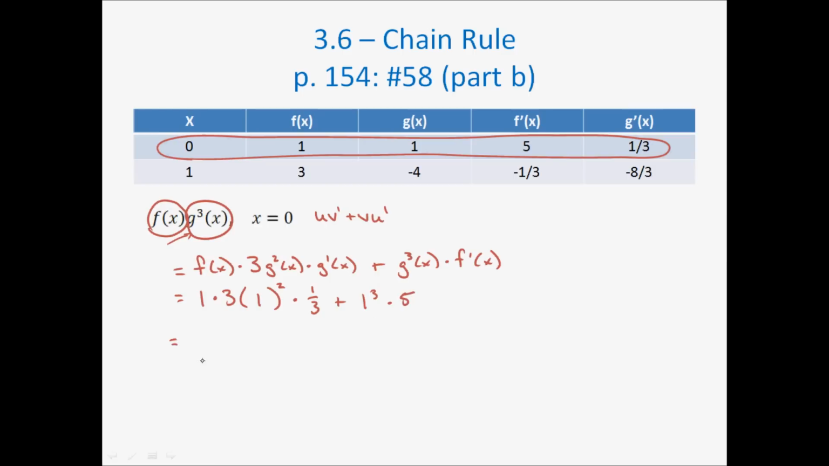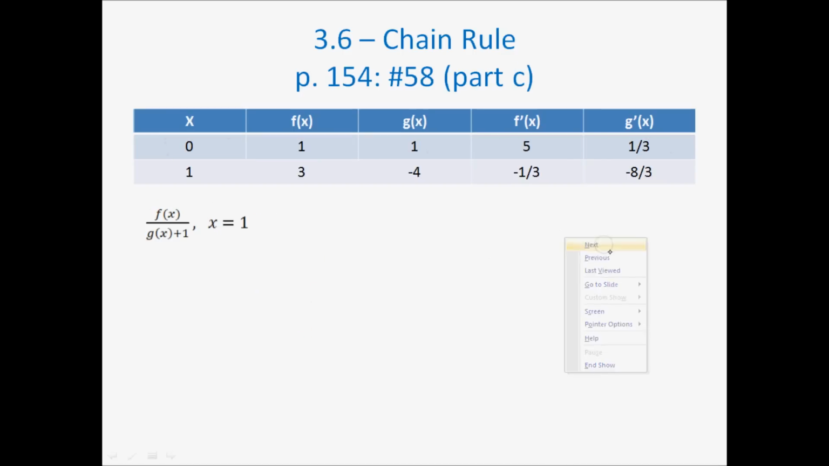So now let's finish simplifying. Exponents first. So 1 squared is 1. 1 times 3 is 3. 3 times 1 is 3. 3 times 1/3 is 1. And then we have 1 cubed is 1 times 5 is 5. 1 plus 5 is 6. So there's part B. Let's move on to part C.